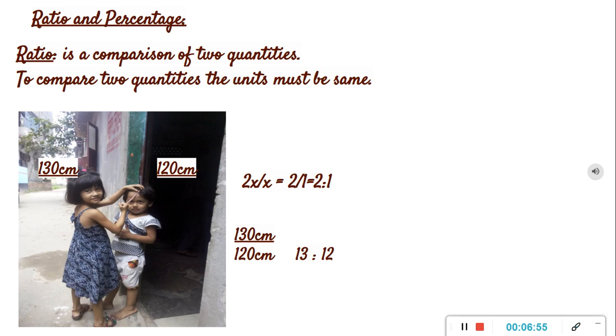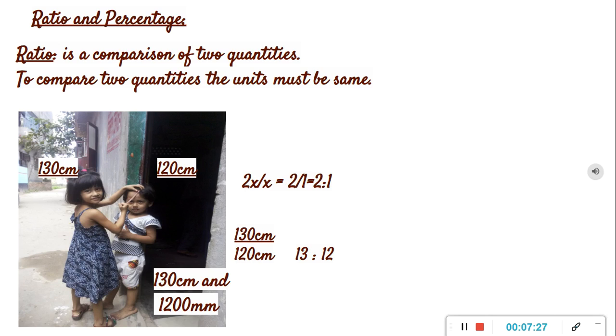Now sometimes it might also happen that the units are different. For example, it is told that the height of A is 130 centimeter and the height of B is 1200 millimeter. So let's say this is how the heights of A and B are given. Now you have to find out the ratio of height of A and B. So the ratio would be 130 divided by 1200.